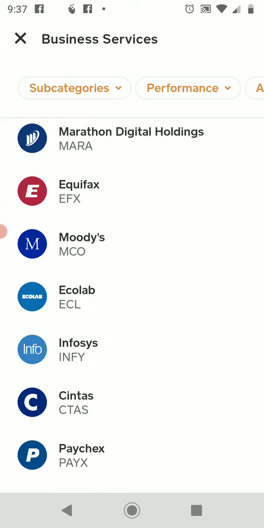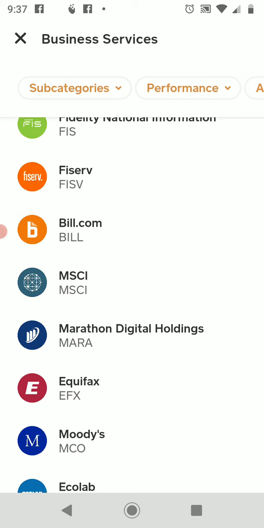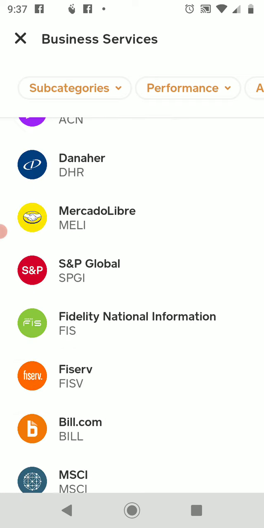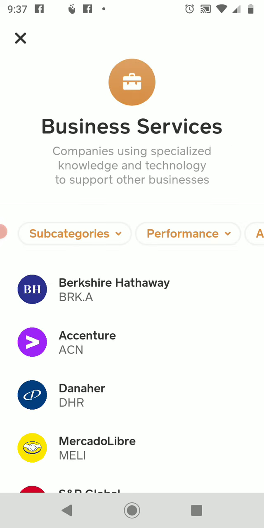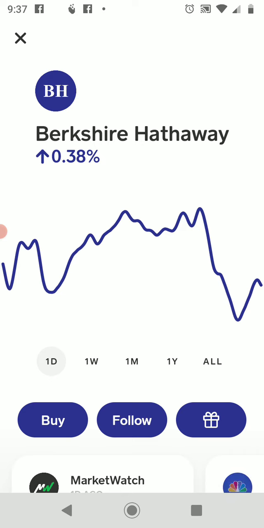Look at this. You have Equifax, S&P Global, Berkshire Hathaway. Take a look at that. Berkshire's up 0.38% as of today.